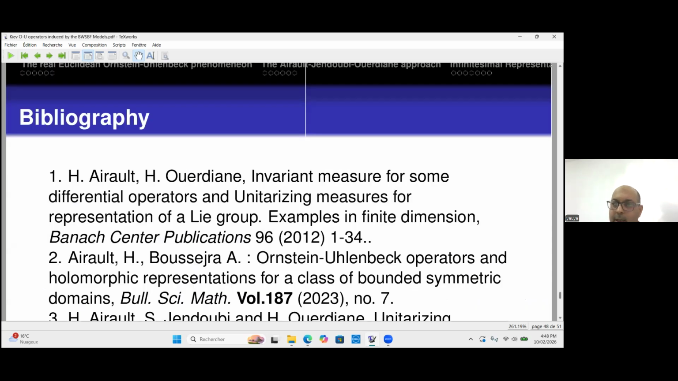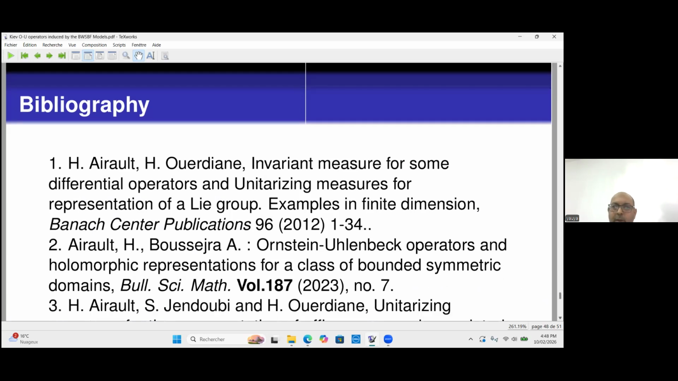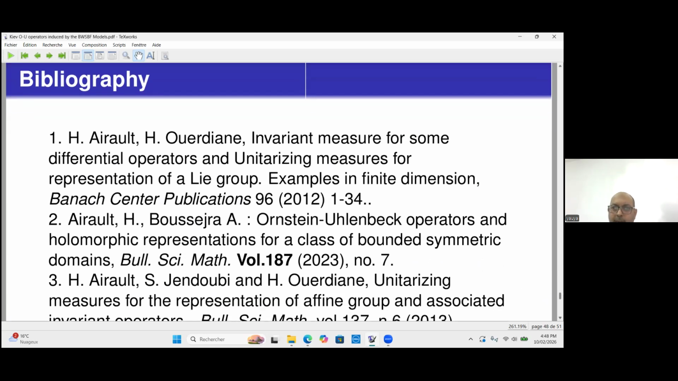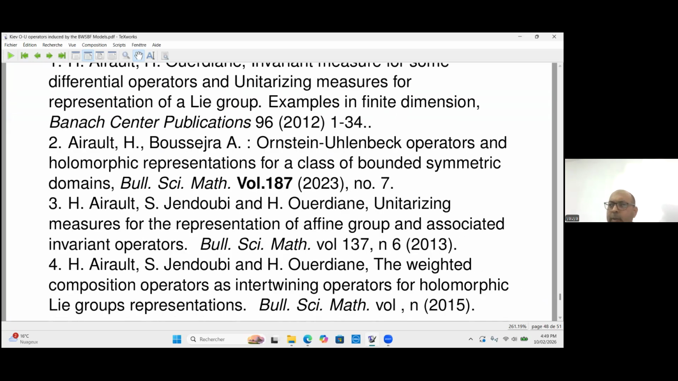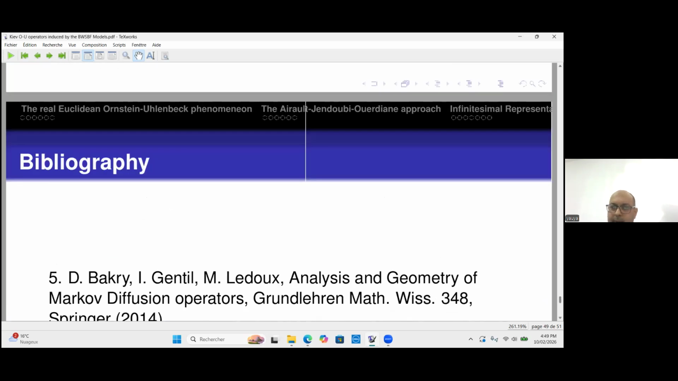So my talk is based on this bibliographic work of Eero Warden and Eero Bosaja, who constructed the Ornstein-Uhlenbeck operator on some bounded symmetric space, and the work of Bargmann and Olafsson.